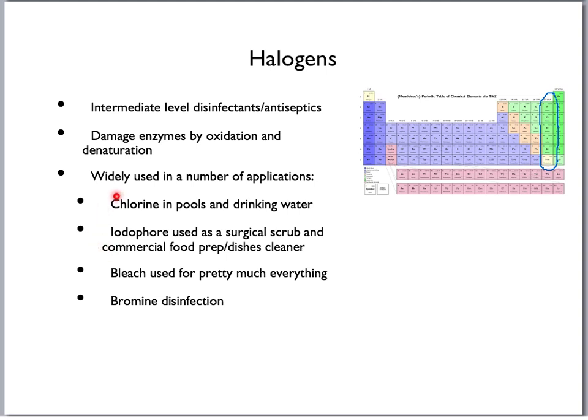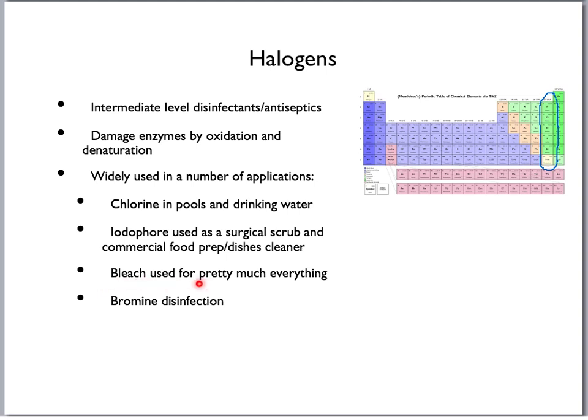Both iodine and chlorine, I believe, are also used in water purification tabs, like the sort of thing that you might buy if you're going camping to clean water that you would encounter. So both of those are used in various concentrations.